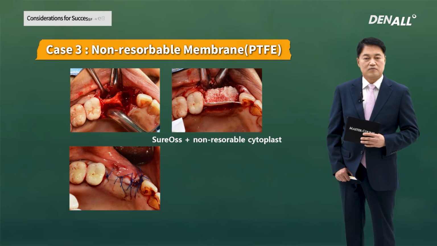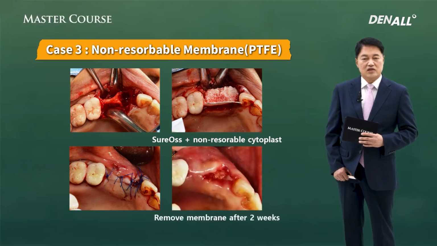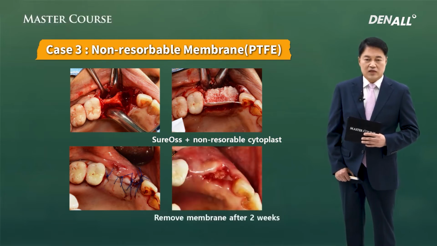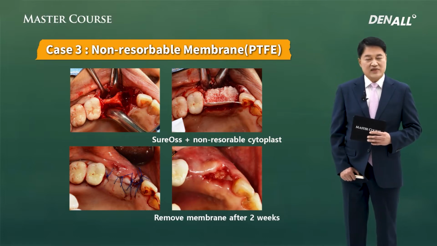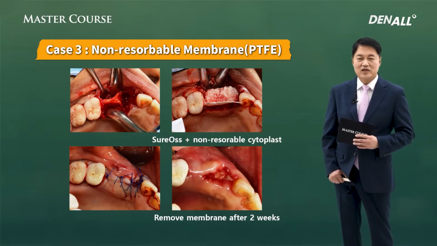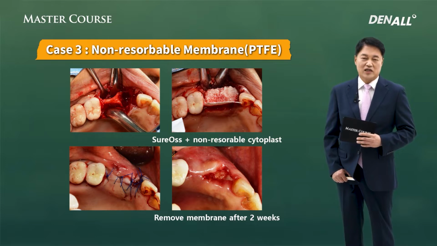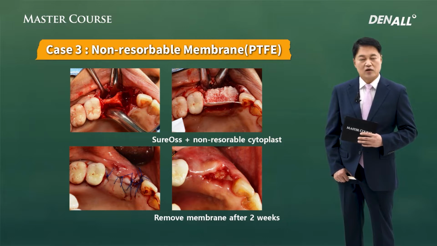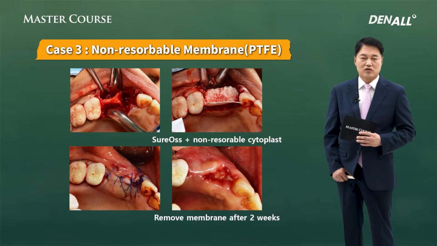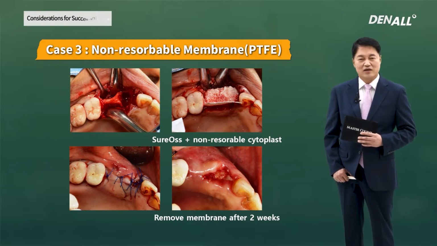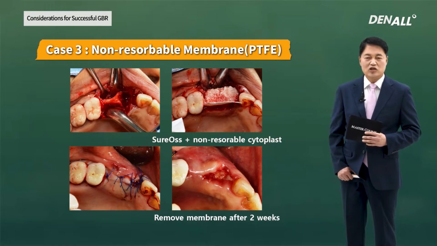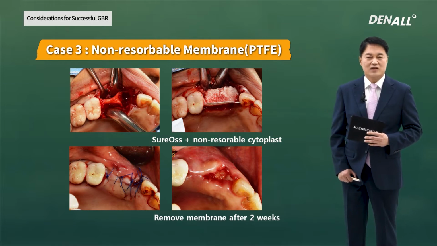Suture was done. Membrane was removed 2 weeks later. If I were to do this case again, I would not have used just one membrane. In the area where socket preservation was done, I would have done open membrane technique and removed it 2 weeks later. And for number 14 and 15, in order to maintain it longer, I would have done it separately, but I just used one, and I think I could have done better.